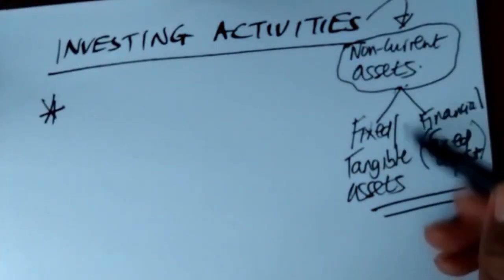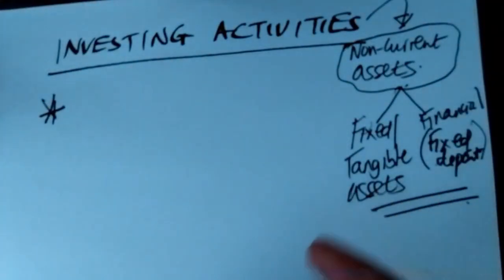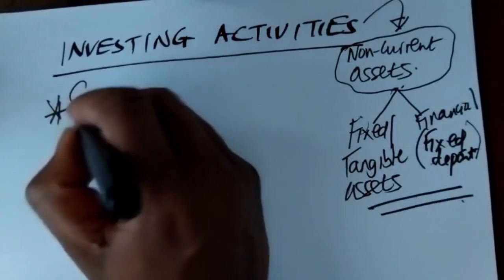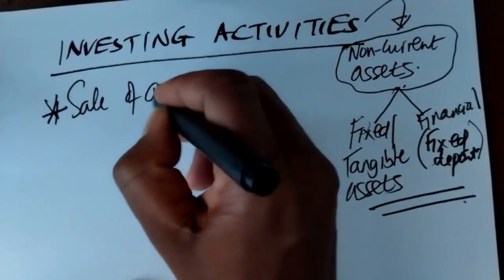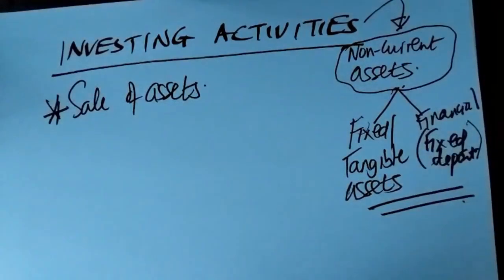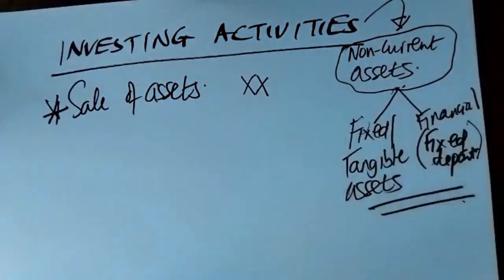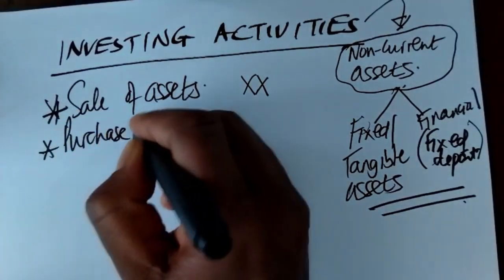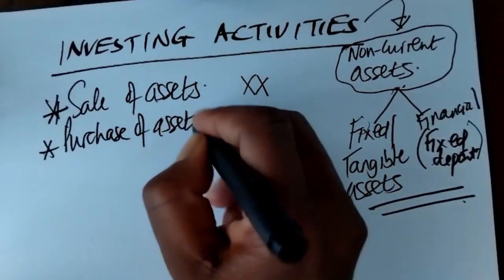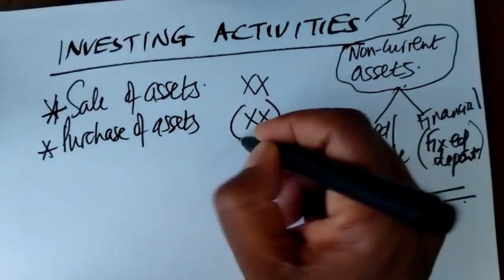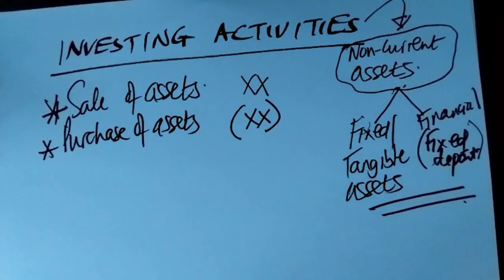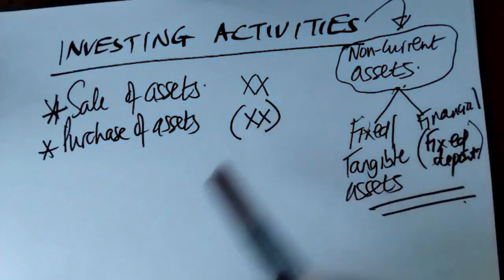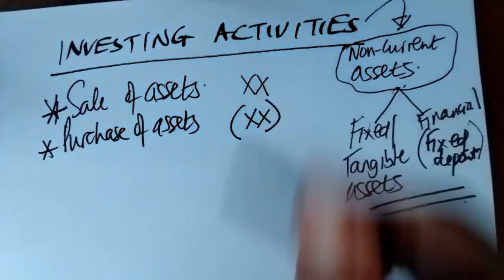So the first thing, if I look at my fixed or tangible assets, there are only two things that can happen to tangible assets. You can either buy them or you can sell. So you can have sale of assets. Now, when you sell assets, money comes in. So this is positive. And then the second thing, you can have a purchase of assets. When you purchase assets, money flows out, so it's negative. So remember, when assets are bought, you buy assets, you spend money, it's negative. You sell assets, you receive money, it's positive, right?